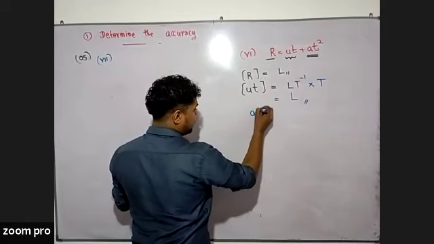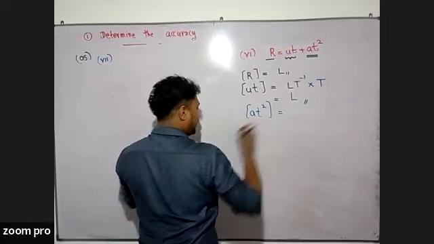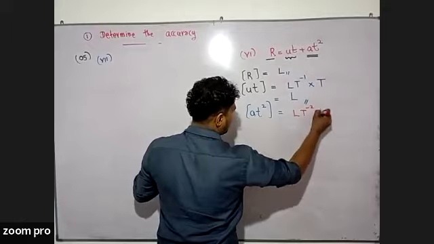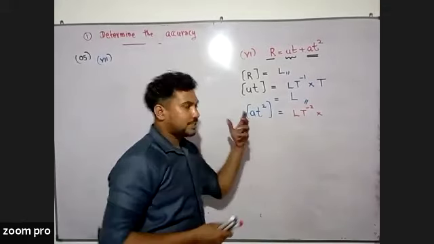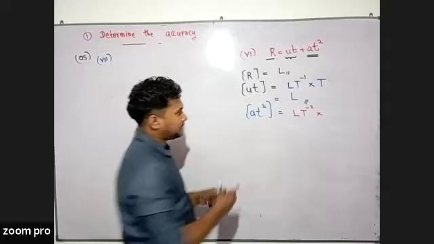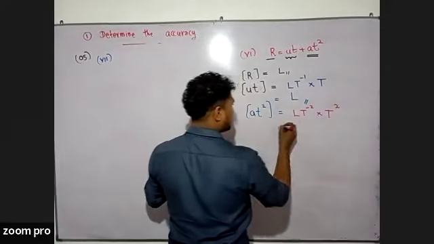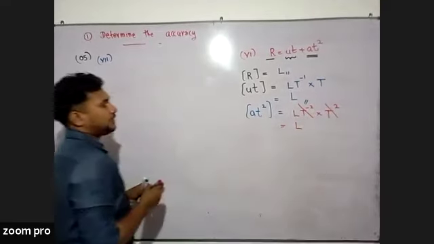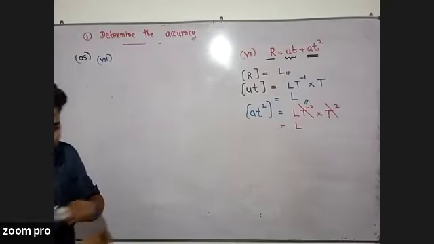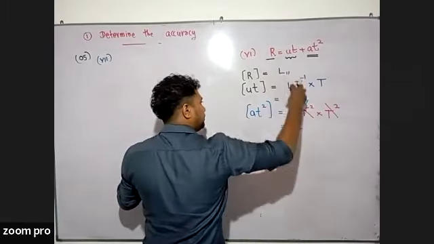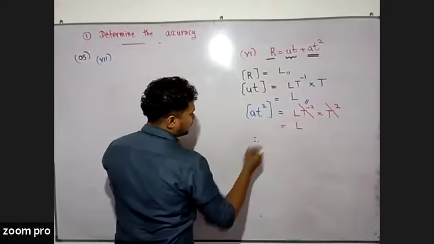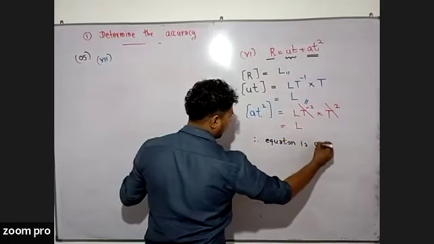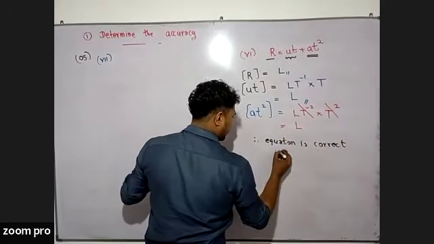On the other hand, the other term is at squared. Now a represents the acceleration, so the dimensions of acceleration is LT^-2, and t represents the time, and we have to consider the t squared. Then it should be capital T squared. Then these cancel each other, so the dimensions of at squared is also L. Then you can find that each term has the same dimension. So the conclusion is the equation is correct, accurate in terms of dimensions.